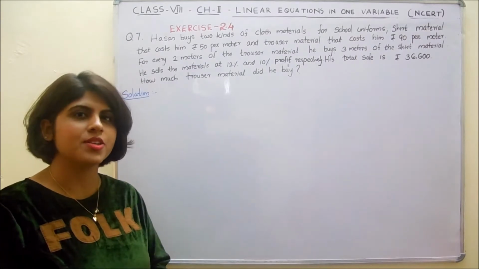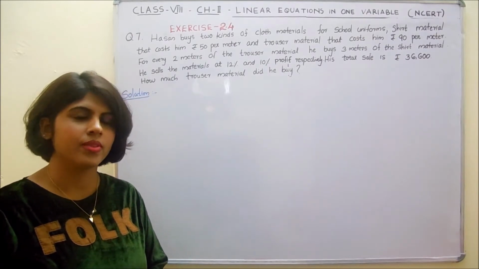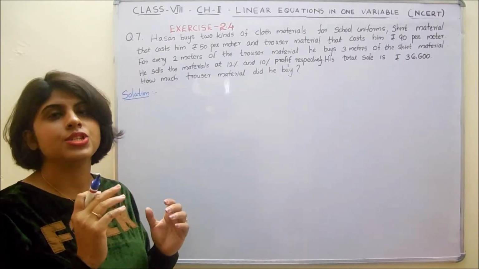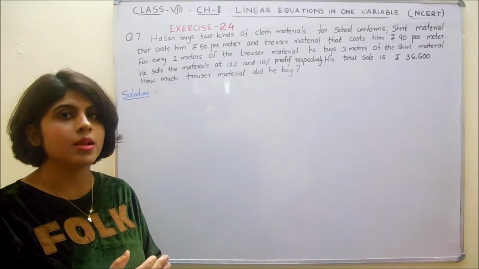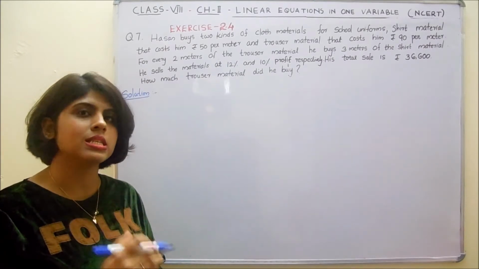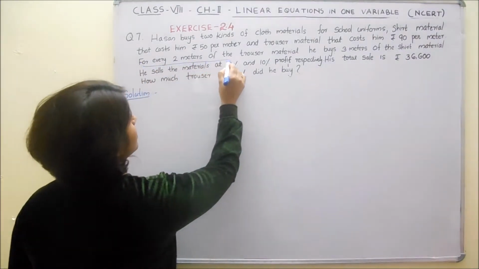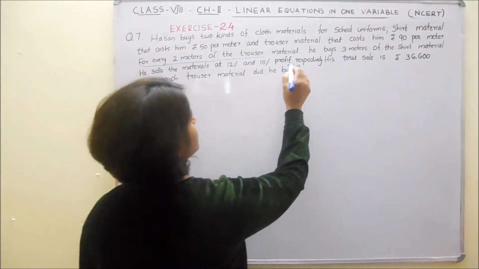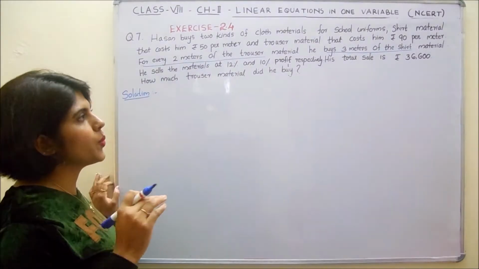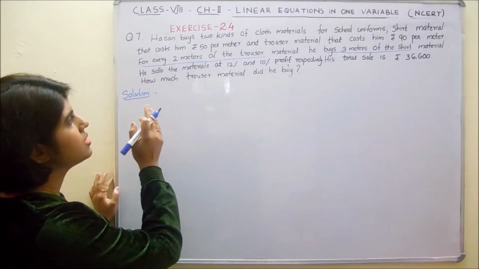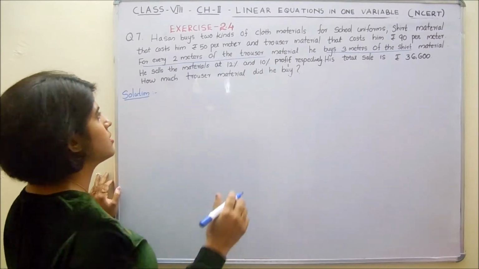What did you understand from the question? Hassan buys cloth material for shirt and trouser. And the cost of shirt material per meter is given 50 rupees and cost of trouser material per meter is also given, that is 90 rupees. Right? So here in the sentence you can see for every 2 meters of the trouser material he buys 3 meters of shirt material. So we can consider 3x and 2x are the quantity of cloth materials for shirt and trousers.